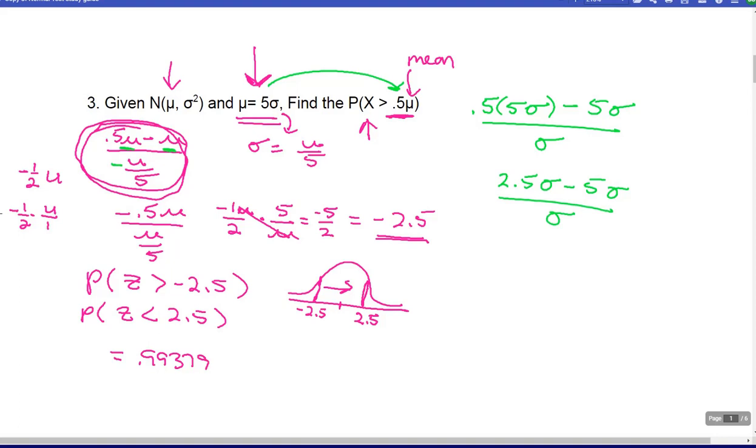Now, do you notice how there's all these sigmas here? What's this divided by sigma and this divided by sigma? What happens to them? They'll cancel out. And you'll notice how I have 2.5 minus 5. What's 2.5 minus 5? Negative 5 halves or negative 2.5. The same thing we got over here.